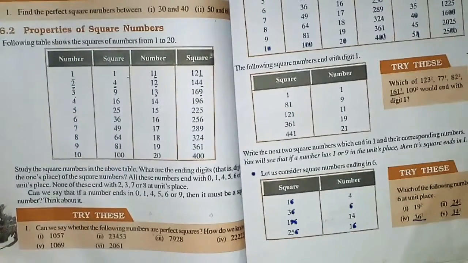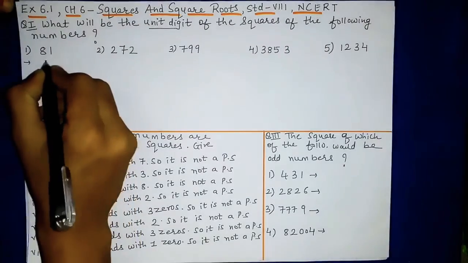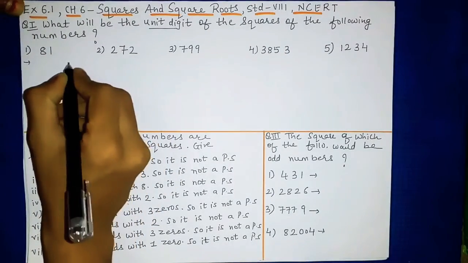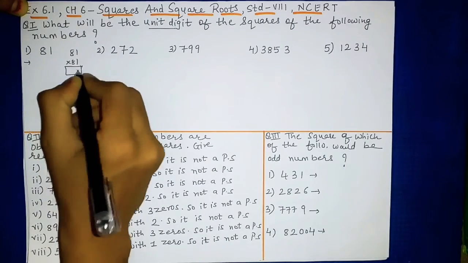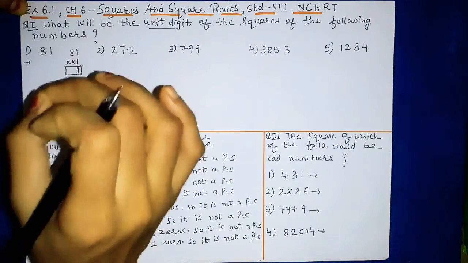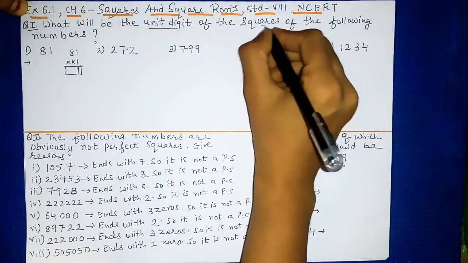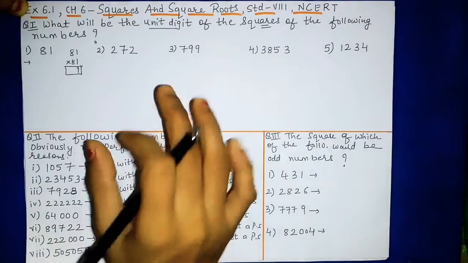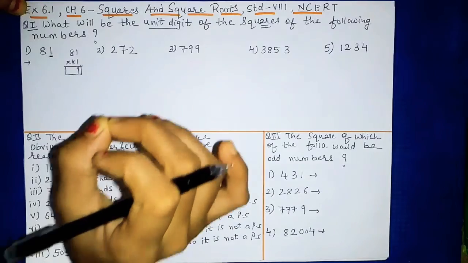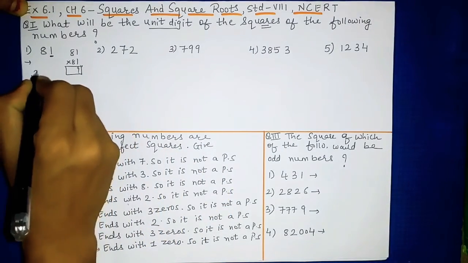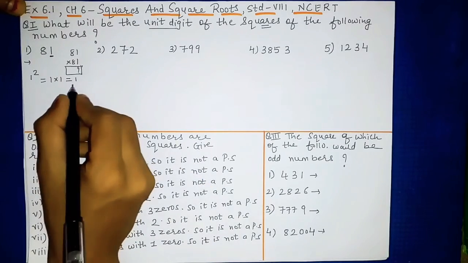So now moving ahead with our question number 1. Here also 81 is given. You don't have to do 81 into 81 to tell what will be the last digit of the square of this number. Without multiplying 81 2 times, without squaring, you can tell what could be the last digit. How? By directly squaring the last digit. So you only have to square the last digit. So you will take 1 square. So 1 square will be 1 into 1, and 1 1 is 1. So the answer will be 1.